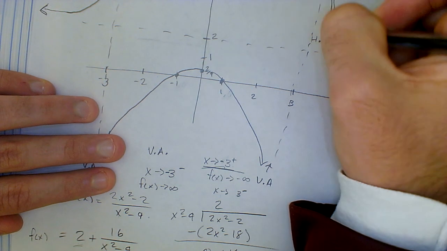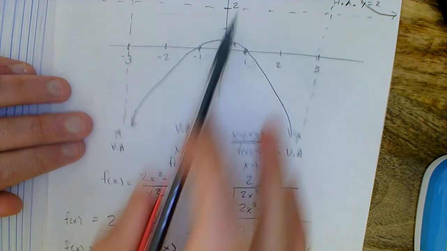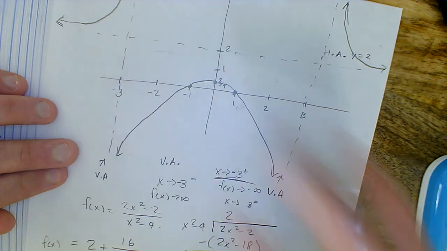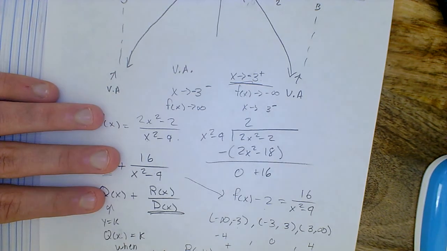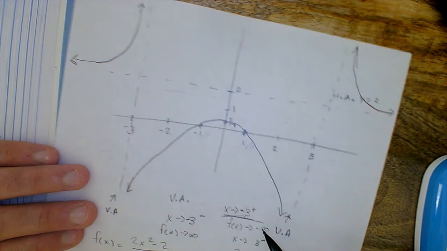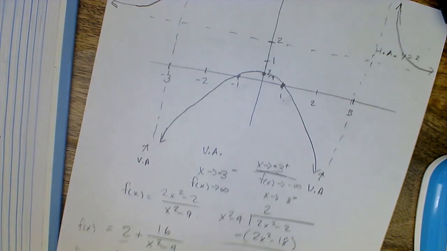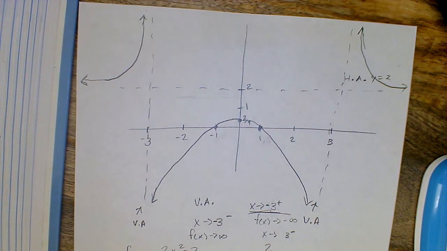And I know that in this interval, I need to be below the horizontal asymptote. In these two intervals, I need to be above the horizontal asymptote because of this table down here. And then I just check the end behavior of x. I just checked which way the vertical asymptotes are approaching by the same method that we did in the earlier examples.